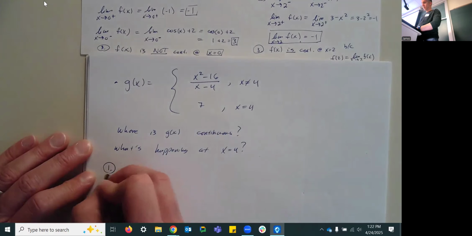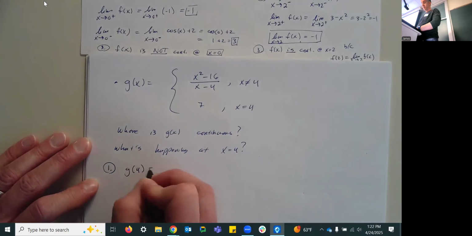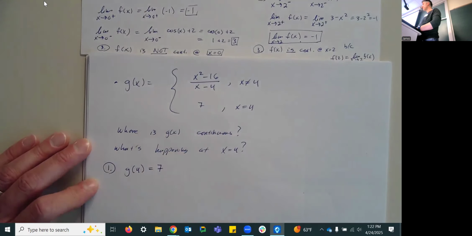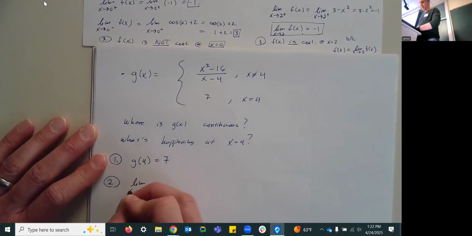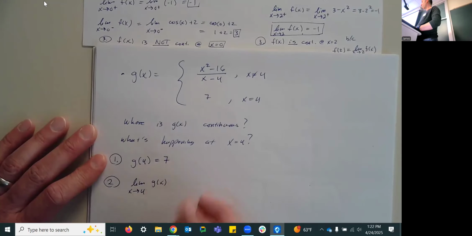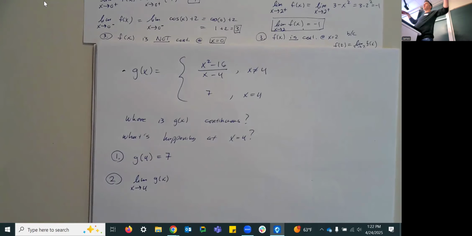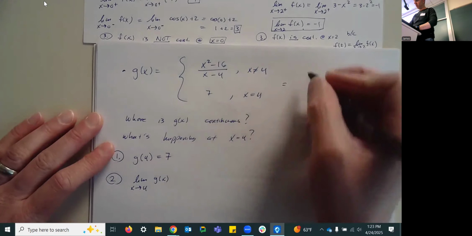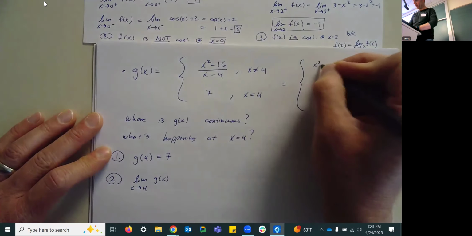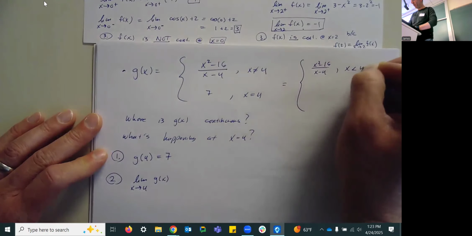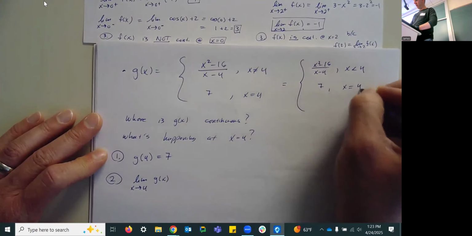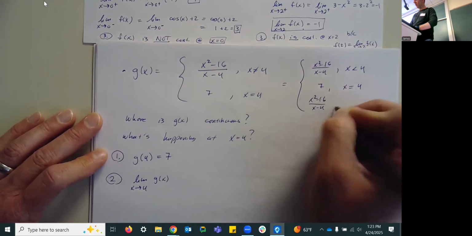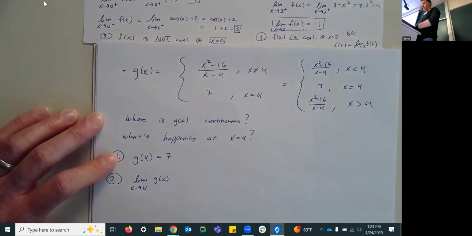Well, again, our same three steps. g of 4 is defined, and it's defined to be 7. In this case, when we take the limit as x approaches 4 of g of x, there is no need to do a left-hand and a right-hand limit because the function is defined to be the same thing on the left side and the right side of 4. You could write this, although you shouldn't, as g of x equals x squared minus 16 over x minus 4 when x is less than 4, 7 when x is equal to 4, and x squared minus 16 over x minus 4 when x is bigger than 4.